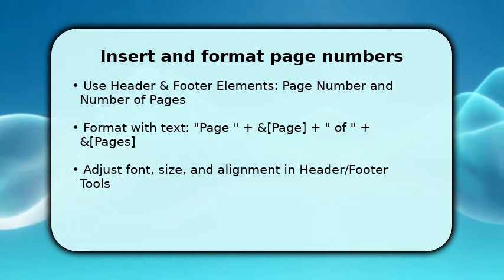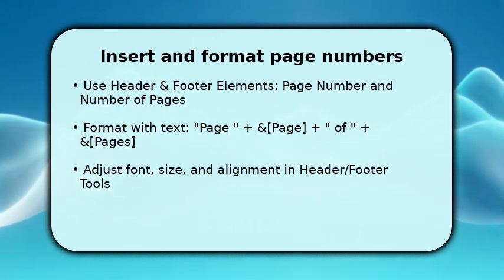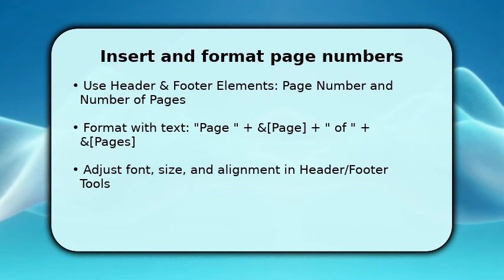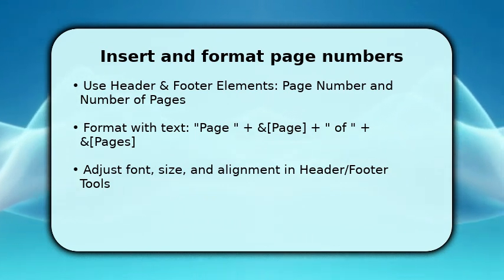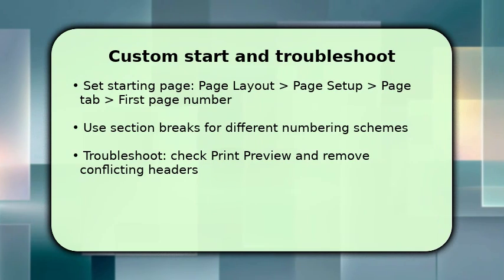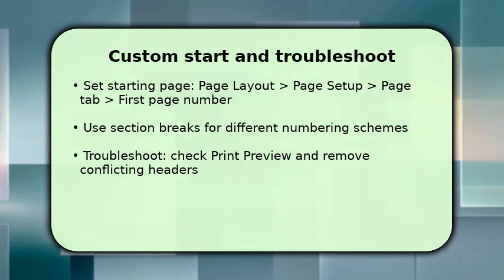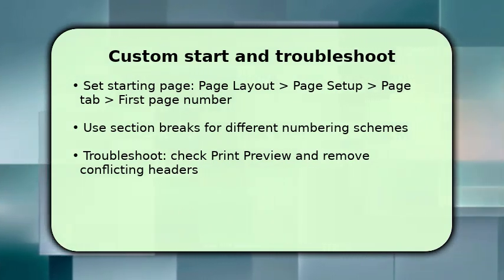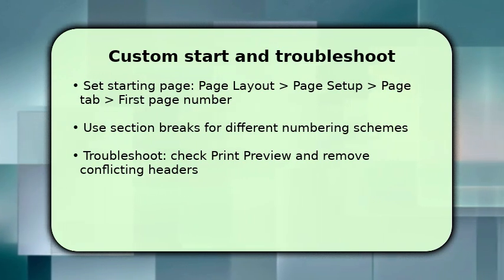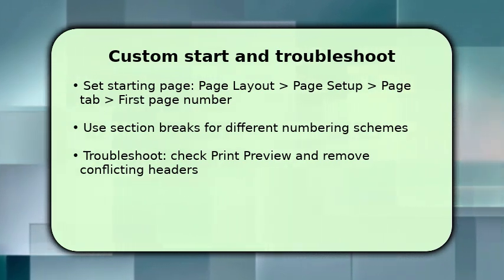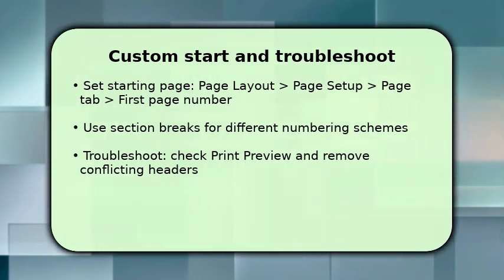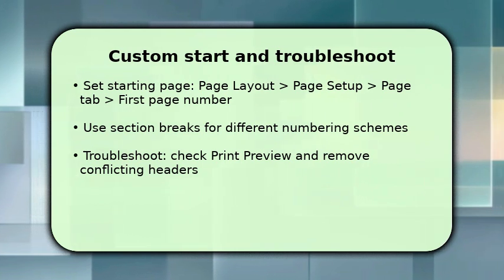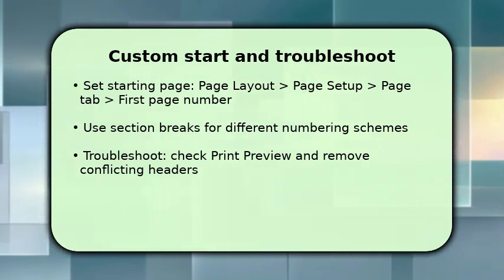If different sections need different numbering, insert section breaks and set distinct header/footer options for each section. You can change the starting page number by opening Page Setup, Page tab, and entering the first page number so numbering begins where you want. Once done, use section breaks if parts of the workbook require different schemes. Link or unlink headers to control continuity.